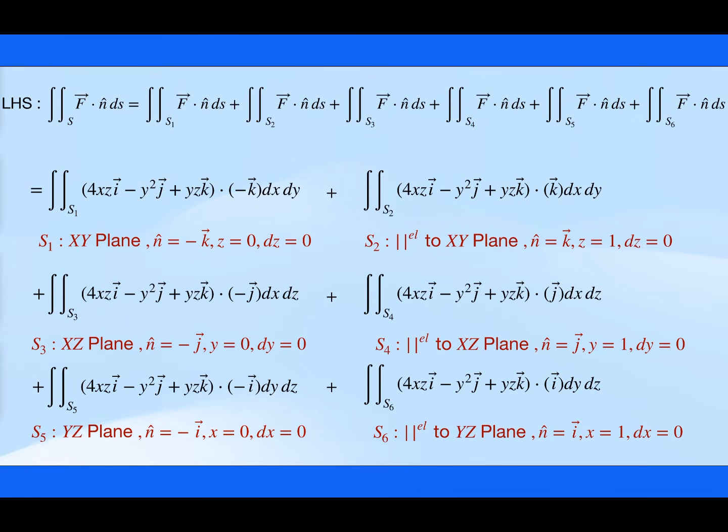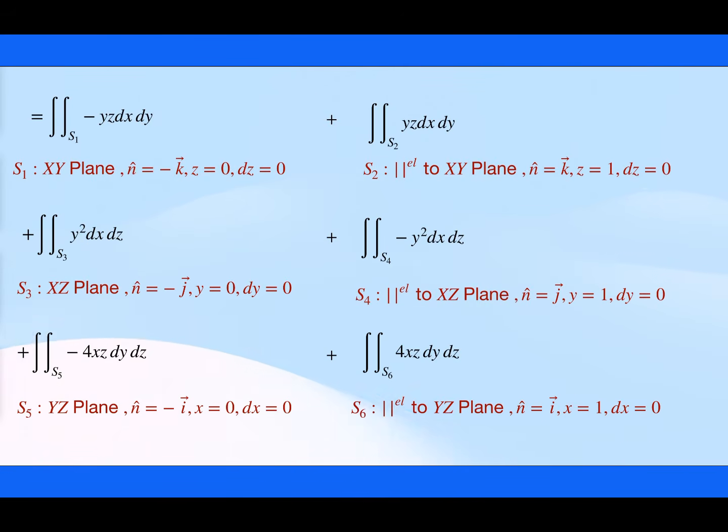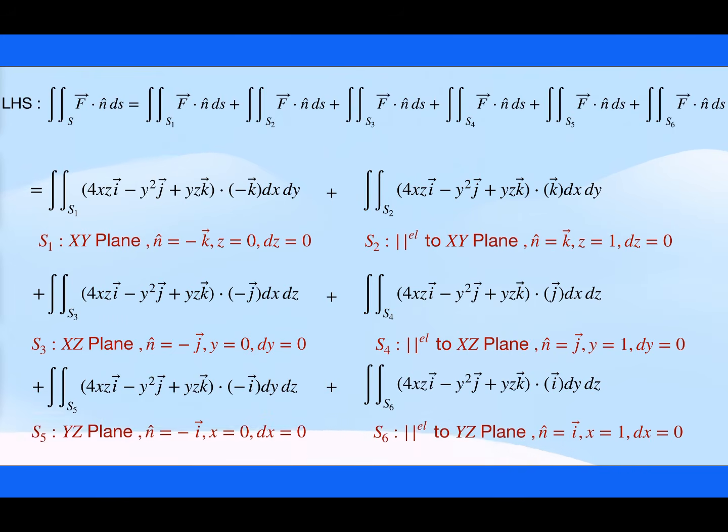Now I'll do one thing. Let me just go with taking the dot product here. See here, these two will not come because only k dot k you have to take the dot product. So the answer will be minus yz. And when you get into S2, again these two will not come. So when you take the dot product, the answer will be plus yz.